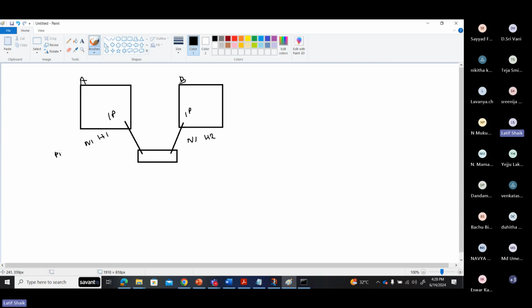Just try to ping from PC A to the PC B IP address. So then you will understand whether there is a communication from A to B or not. Same thing in B. If you do ping, then you can get it.